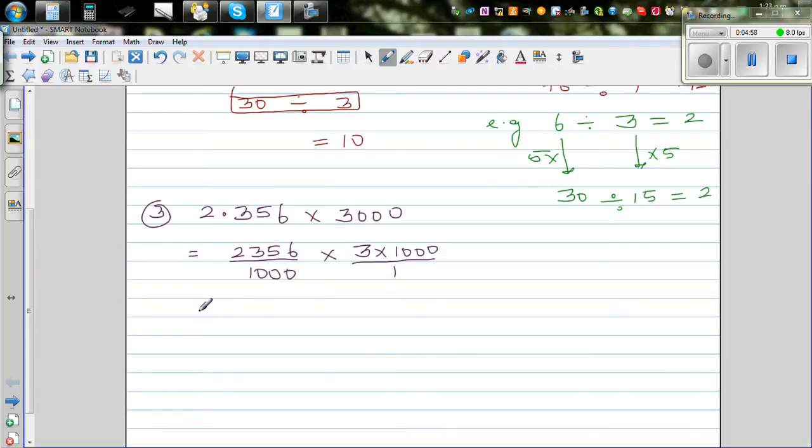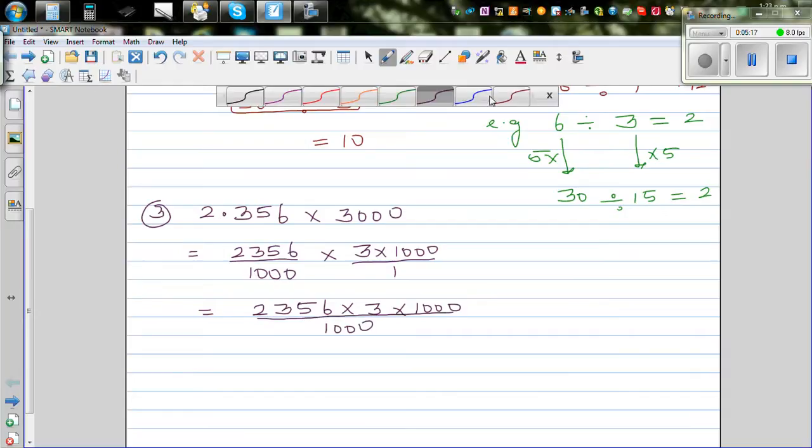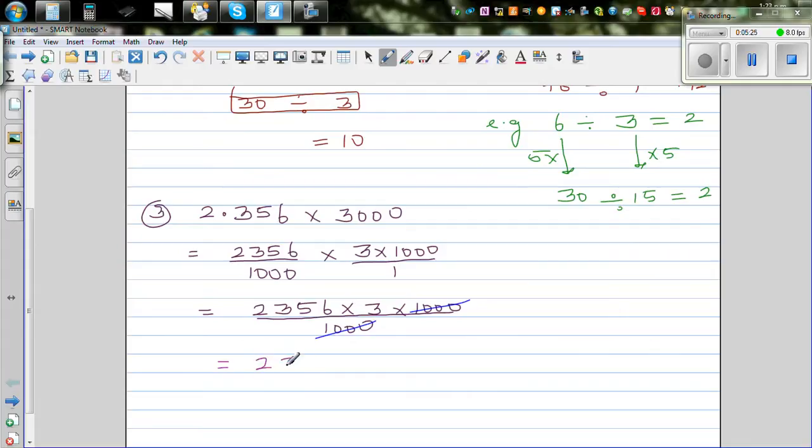So as I told you, when you're multiplying decimals, you can multiply the top numbers and the bottom numbers. So 2356 times 3 times 1000 over 1000. It's good practice to change the whole thing into a fraction. So this 1000 and this 1000 can be cancelled. So what you got is 2356 times 3. So let's do it without a calculator. This has become a neat multiplication.